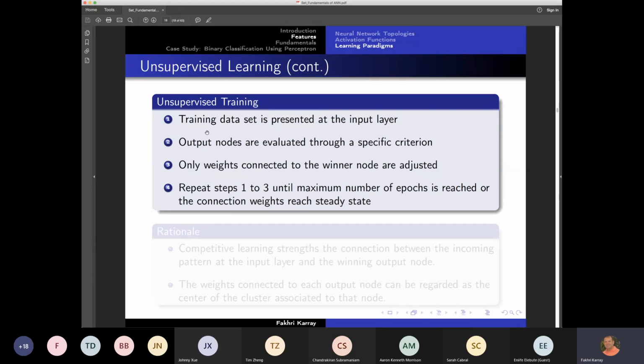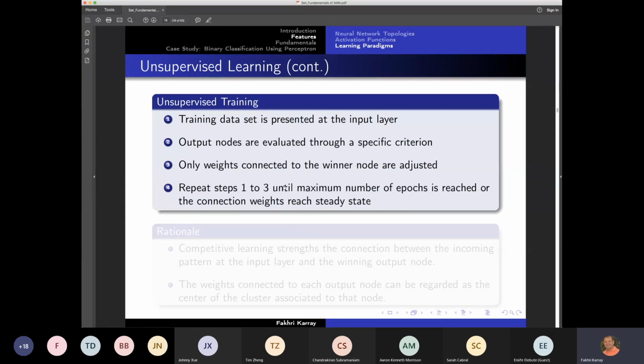So very quickly here about the unsupervised training. The training data is presented at the input layer. So these are the 4 stages. Output nodes, which are the categories or the clusters, are evaluated through specific criteria. So this is the criteria that we are going to select so that the output nodes are categorized according to similarity in the form of their attributes. And the only weights connected to the winner nodes are adjusted. This is very true for the self-organizing map, which we are going to see later on.